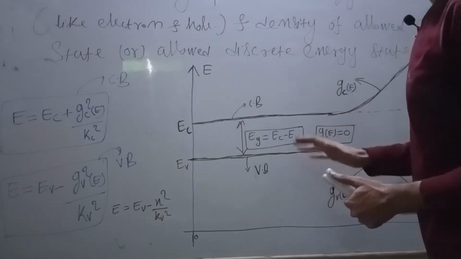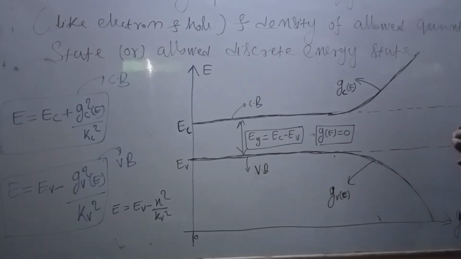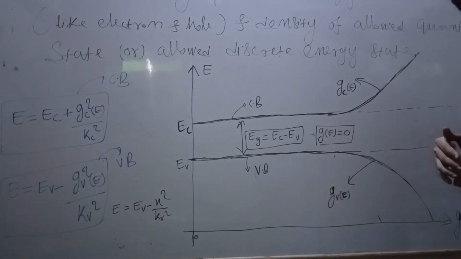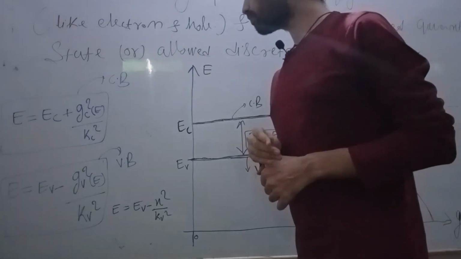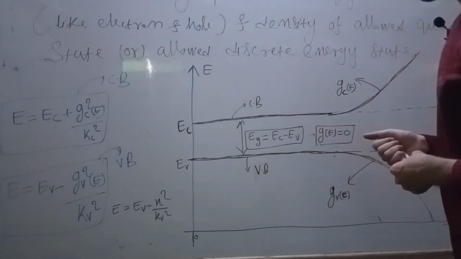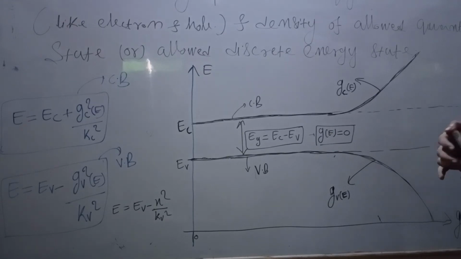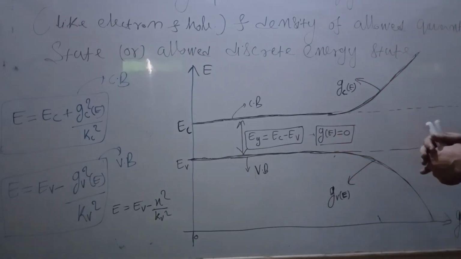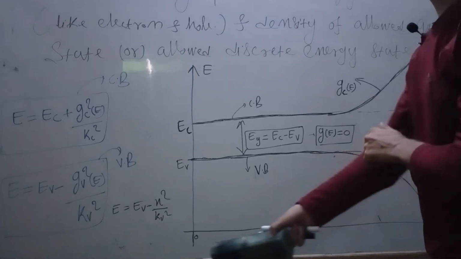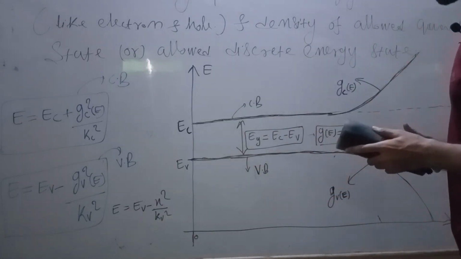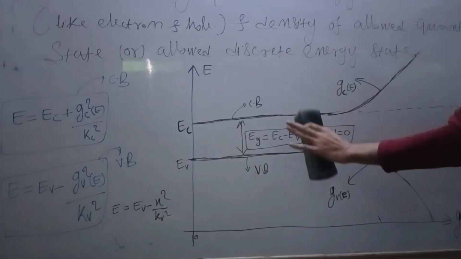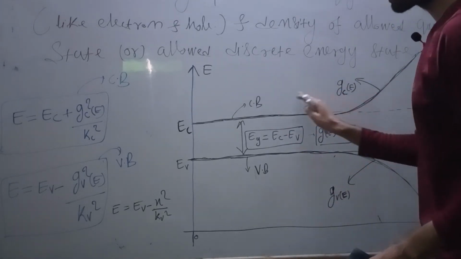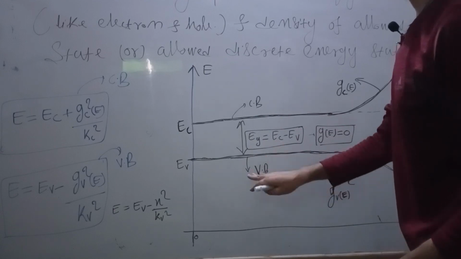So this is all about this lecture about density of quantum state. Thank you very much. We will meet in the next lecture. So that is about semiconductor in thermal equilibrium. This is all about the density of state function. This is the graph between energy and density of quantum state, simultaneously for both the conduction band and valence band.